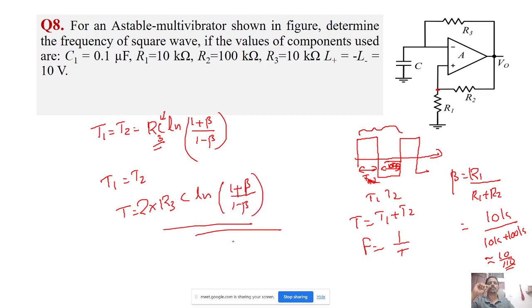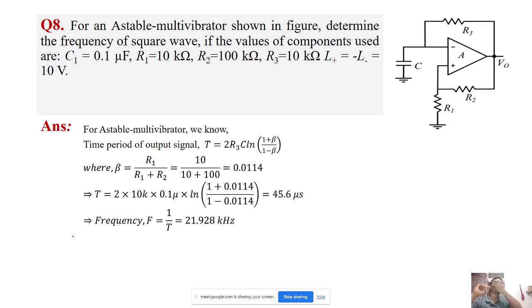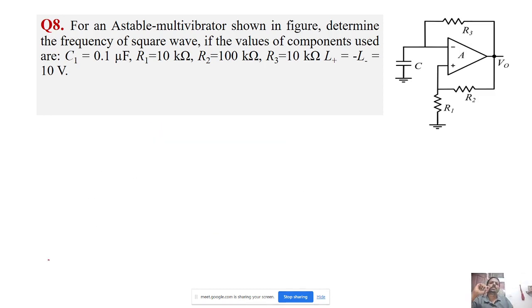So 1 by T will be the frequency. Beta is a feedback factor here, right? It's simple, we just need to understand the working, that's it.